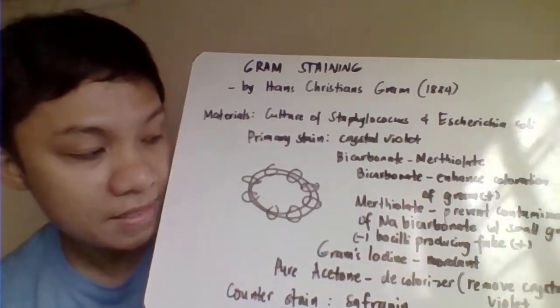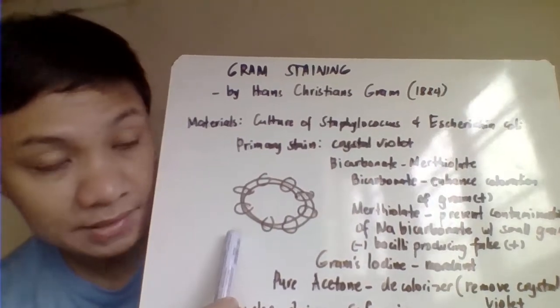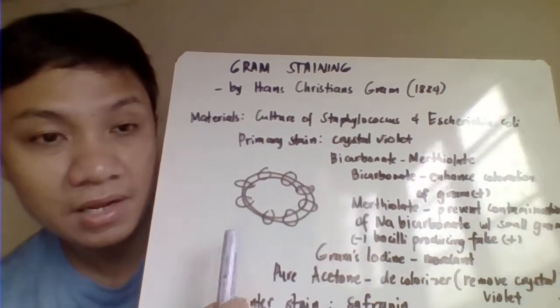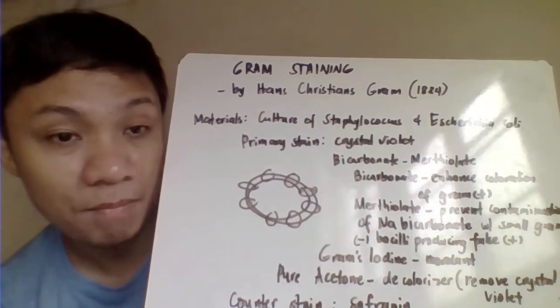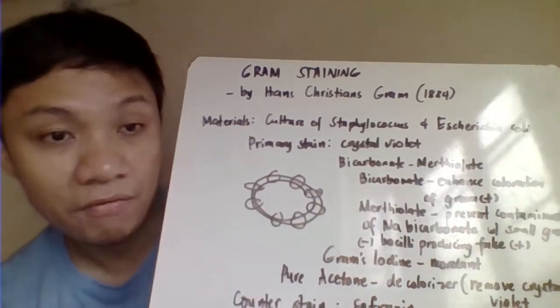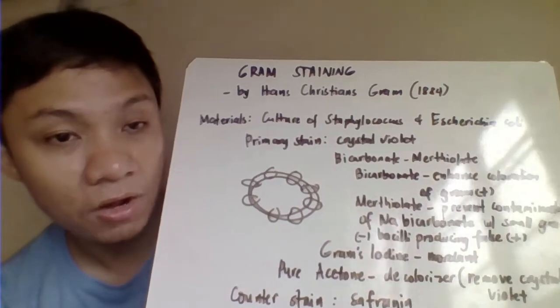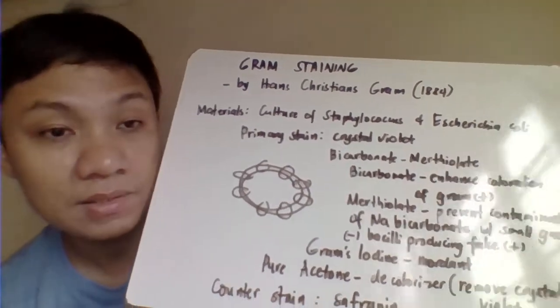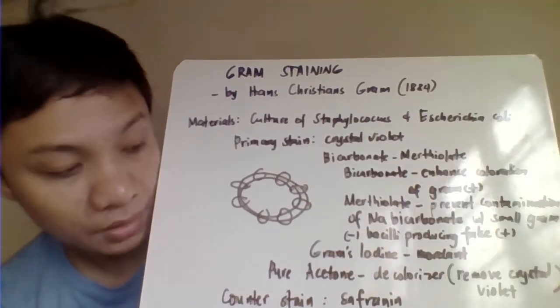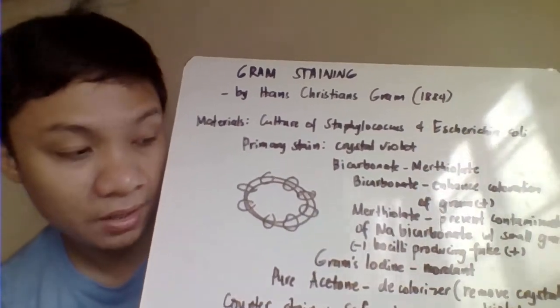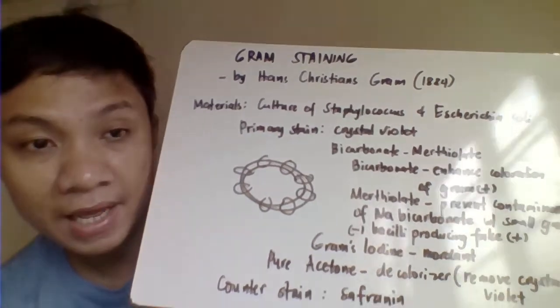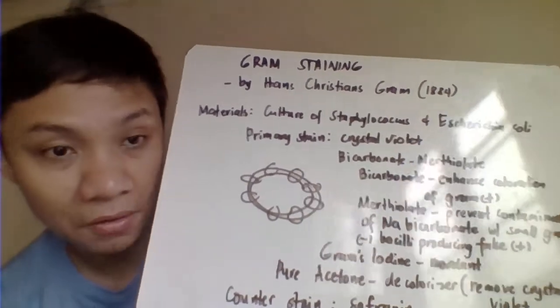Whereas for the gram-negative, after addition of your acetone, since your crystal violet has already escaped, upon addition of your counter stain safranin they're able to retain the color of the counter stain, which is red. And therefore, your gram-negative would appear pink or red. So the color of safranin is almost an orange-red color.